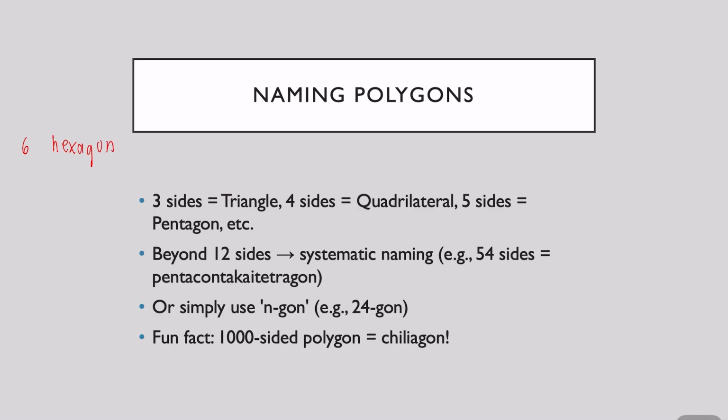So, take a look at the prefix. Diba, for 5, it's penta. 3 and 4, yan na yun. For 6, it's hexagon. 7, heptagon. For 8, it's octagon. 9, nonagon. 10, decagon.